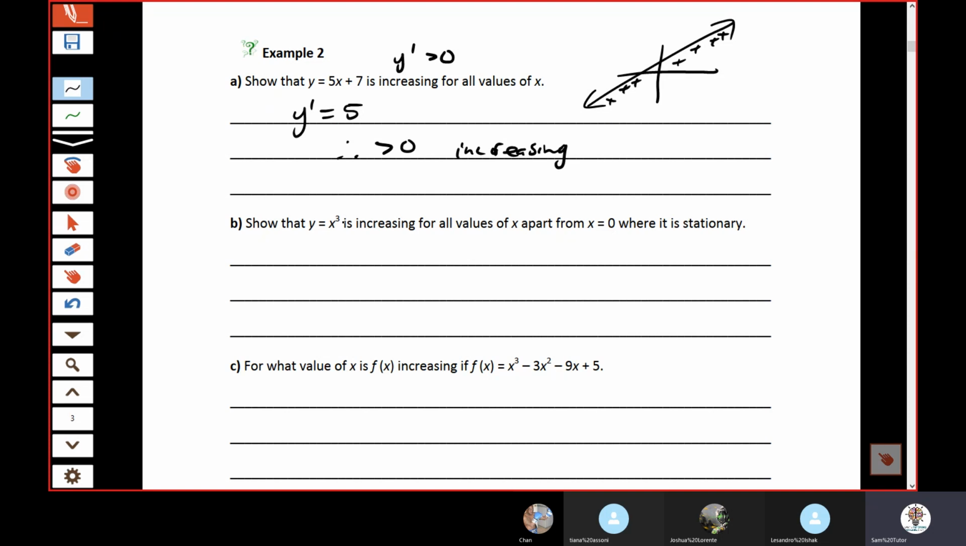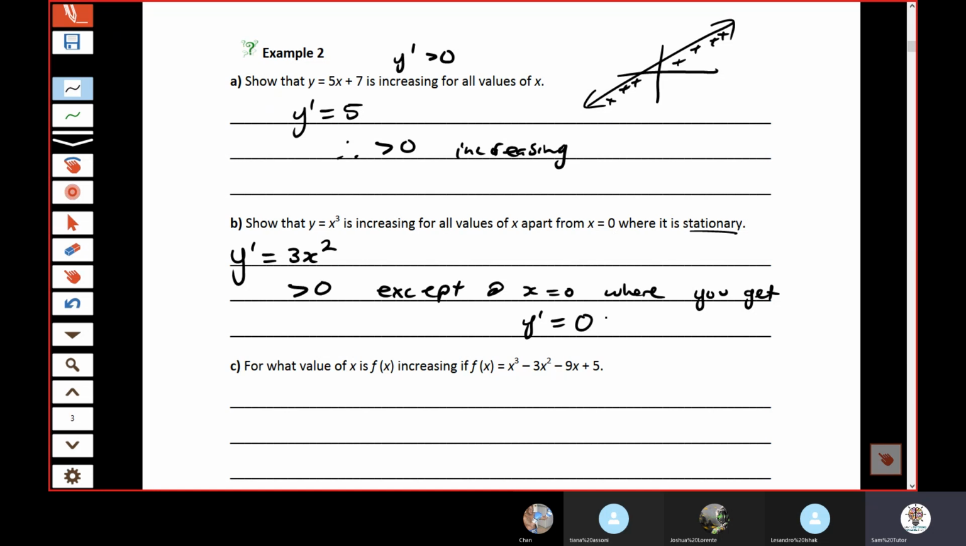Show that y equals x cubed is increasing for all values of x, apart from x equals 0, where it is stationary. All right, very good. So, y dash equals 3x squared. Correct. So this is technically always greater than 0. Always greater than 0 for every number except what? Except at x equals 0, where you get y dash equals 3 times 0, which is 0.